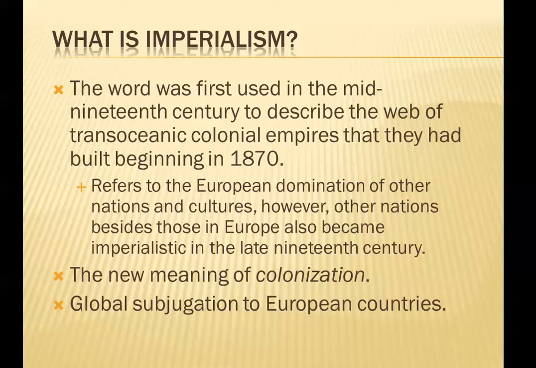However, other nations besides those in Europe also became imperialistic in the late 19th century. Thus, Japan and the United States, really. So in this era, the word colonization took on a new meaning as well. That referred to the political, economic, and social structures that were created by Europeans in foreign lands that supported their efforts to dominate native cultures.